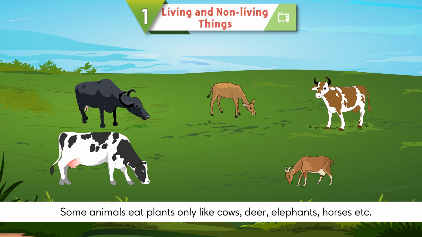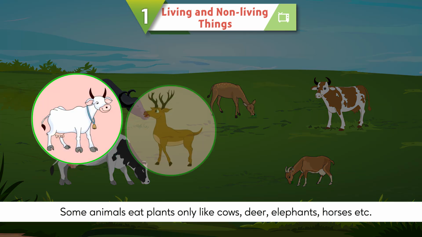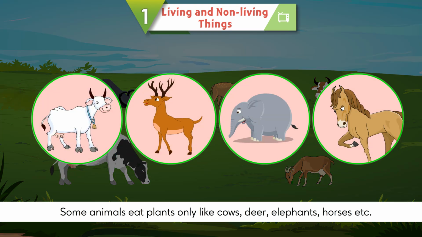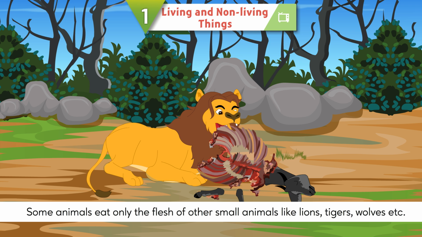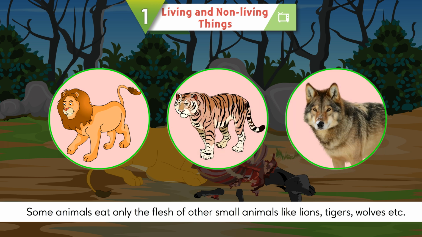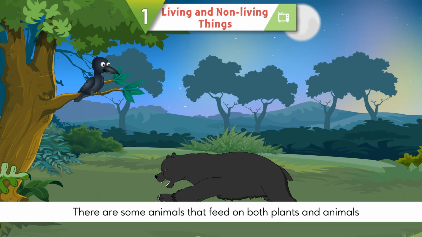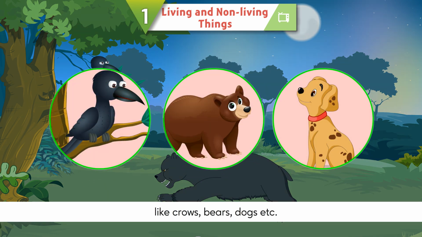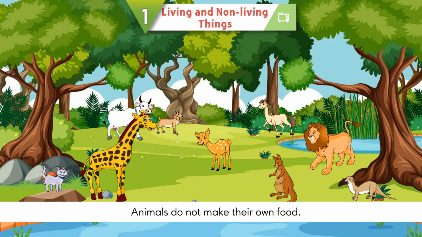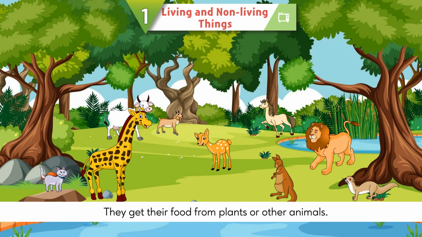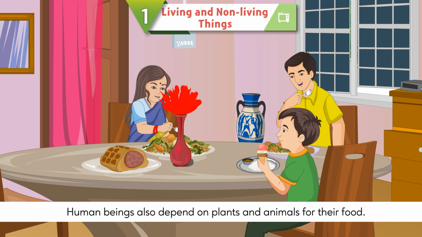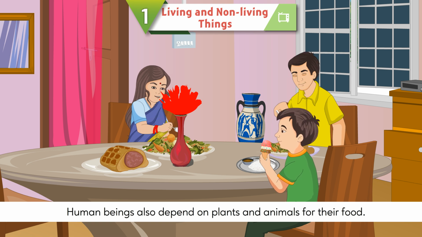Some animals eat plants only, like cows, deer, elephants, horses, etc. Some animals eat only the flesh of other small animals like lions, tigers, wolves, etc. There are some animals that feed on both plants and animals like crows, bear, dog, etc. Animals do not make their own food. They get their food from plants or other animals. Human beings also depend on plants and animals for their food.